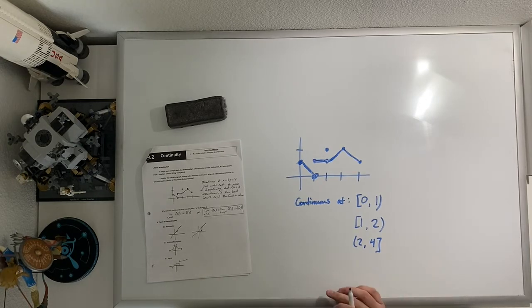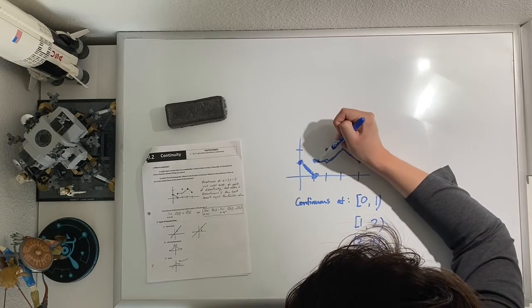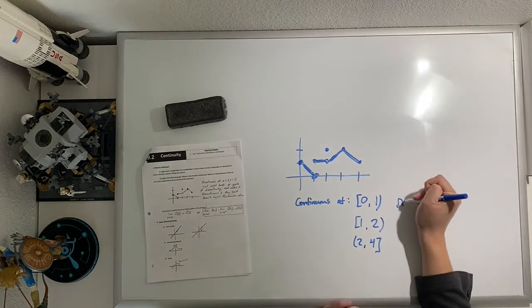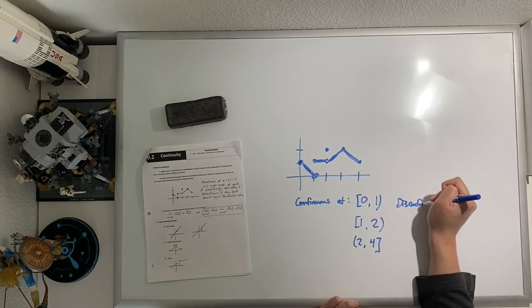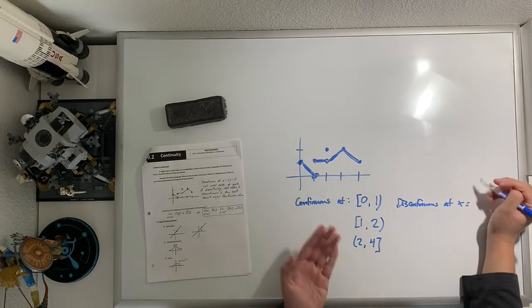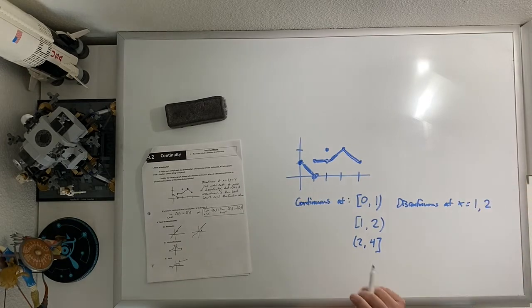So where is the function discontinuous? In other words, where, when I'm drawing this function, would I have to pick up my pencil? Or my marker in this case. So we're discontinuous at x equals 1 and 2. Let's think about what the limit is doing at each of these points.